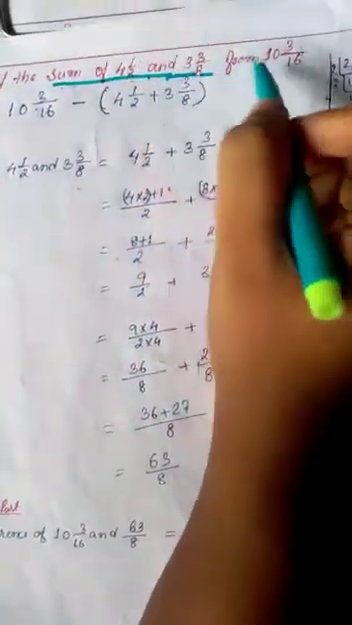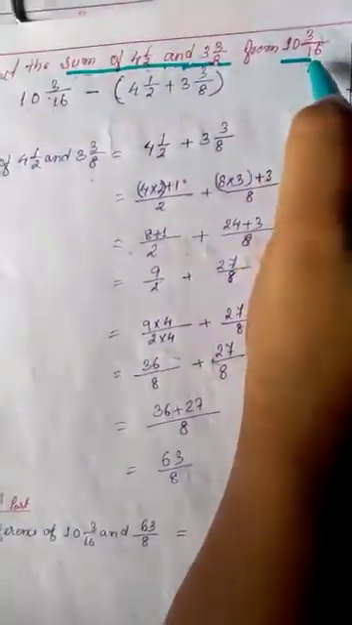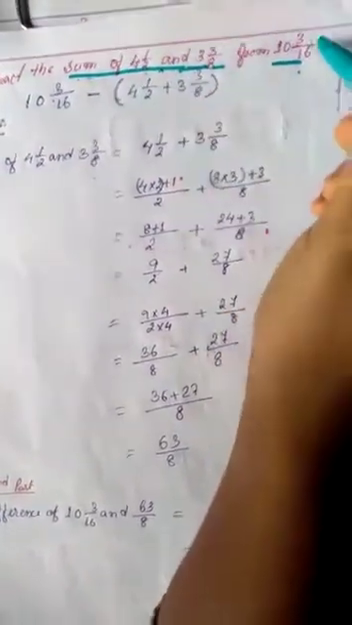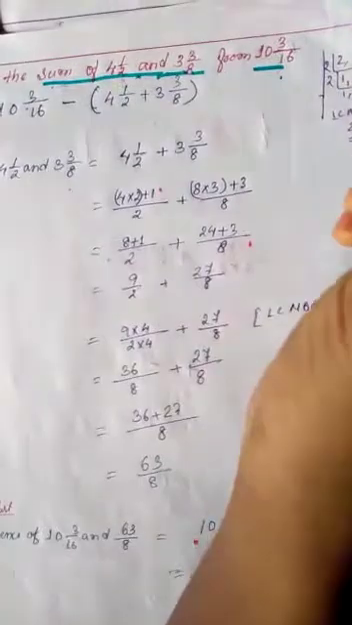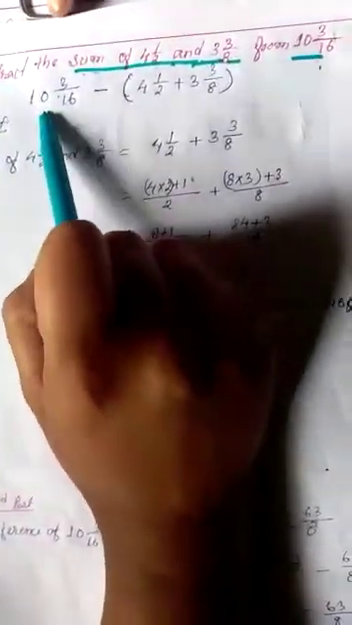We have to subtract it from this 10 of 3 by 16. Okay, so that means here it is actually two parts. First part, we have to find out the sum, and secondly, we have to do the subtraction. Now let's see these things that I have written here.